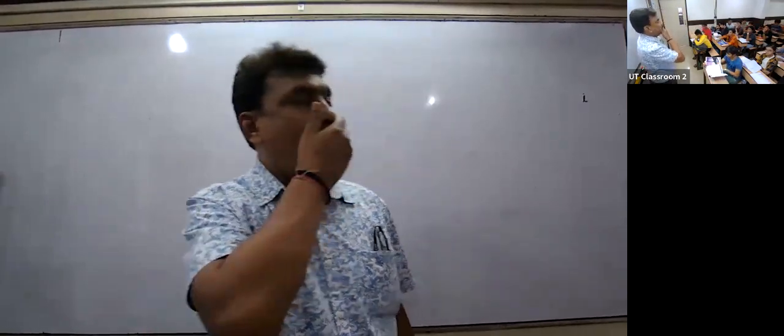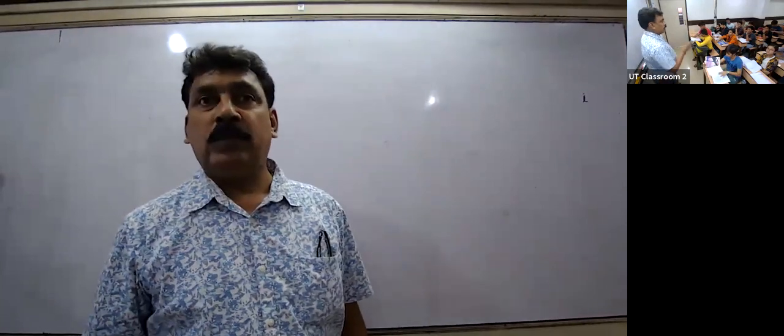Okay. Now, so today we are going for the third type of bonding, which is called as the coordinate covalent bond. What is coordinate covalent bonding?